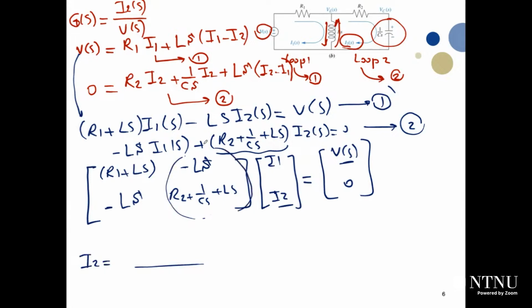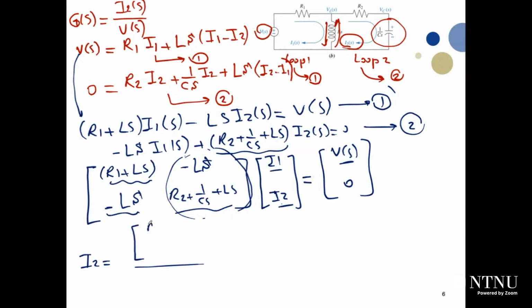I mean, if we need to multiply this matrix with this vector, it will be that part multiplied by I1 minus LS multiplied by I2, that part multiplied by I1 and this part multiplied by I2. If you want to solve it for I2, just write this matrix one more time and replace this column with the output, with the right-hand side.